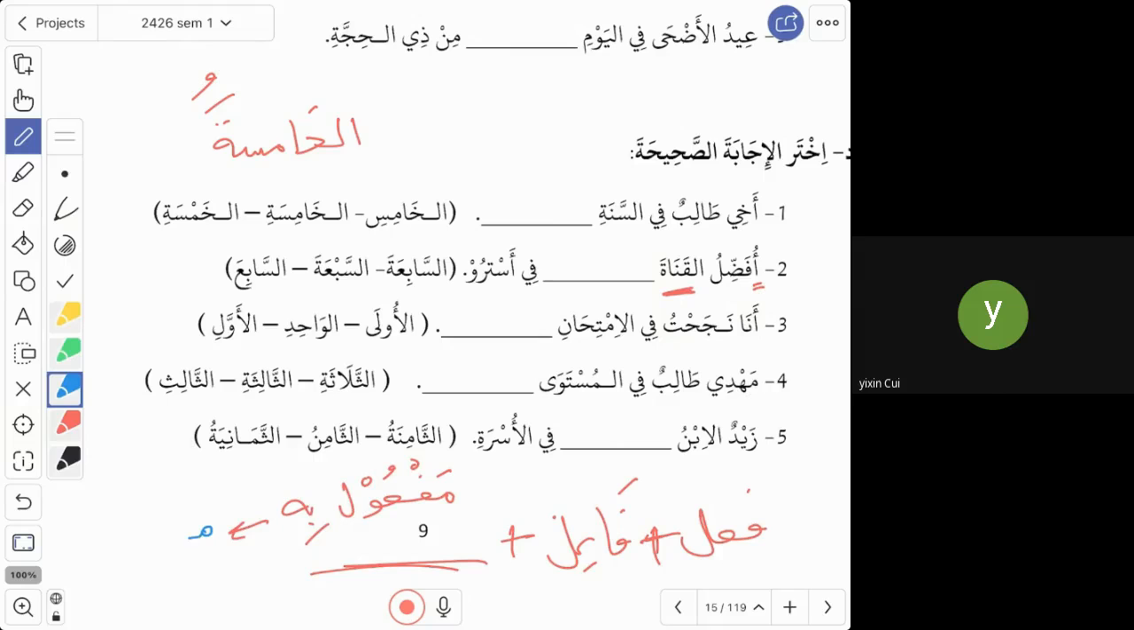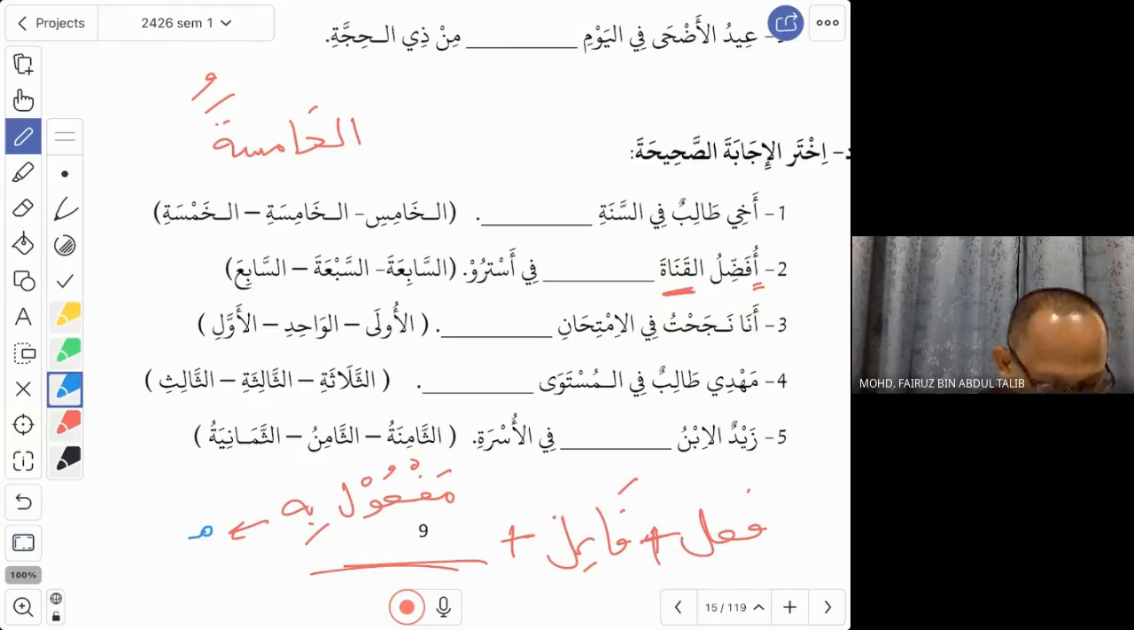So from what you have mentioned just now, maf'ulun bih, what is the hukum? Before you say fathah, before you say dhamma, you have to mention the hukum. Mansub. Mansub, good. Don't skip, don't jump straight to the alama. Why? Because later you will see that for mansub, it has more than one alama. The alama is not only with a fathah. You will see some other alamat as well. So don't jump straight.